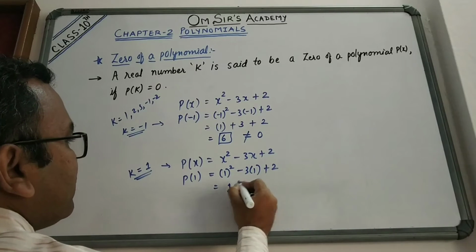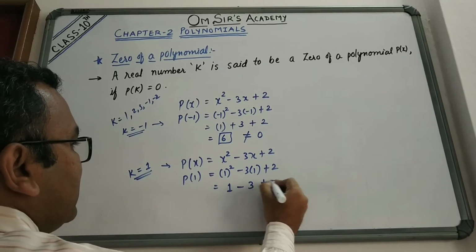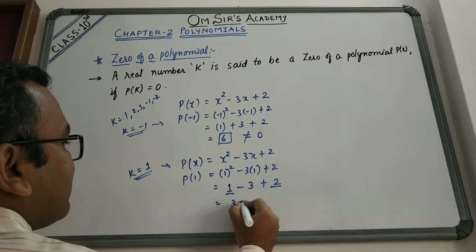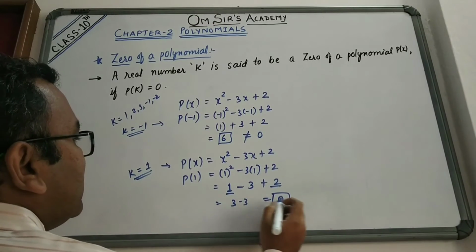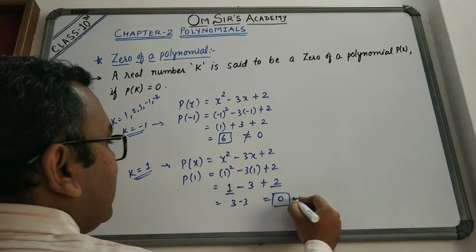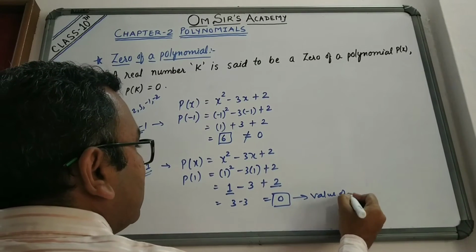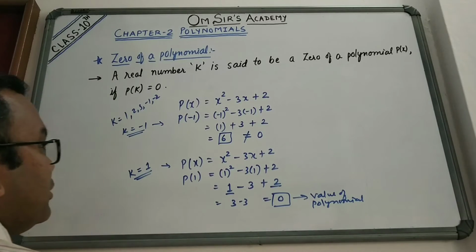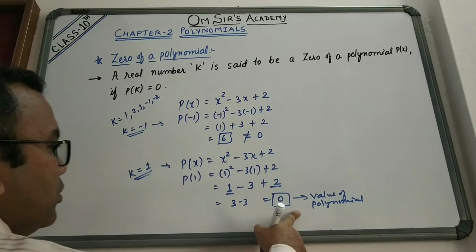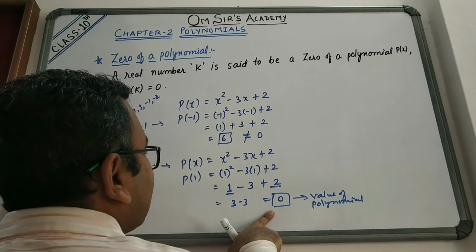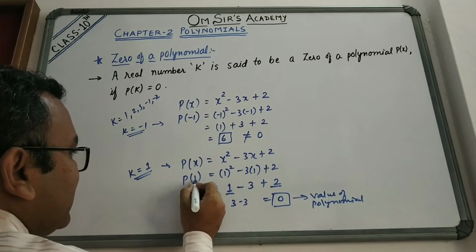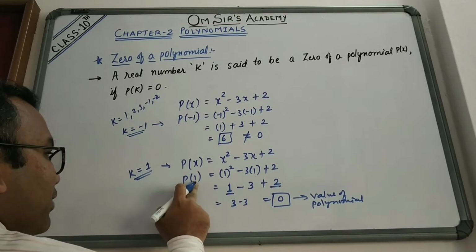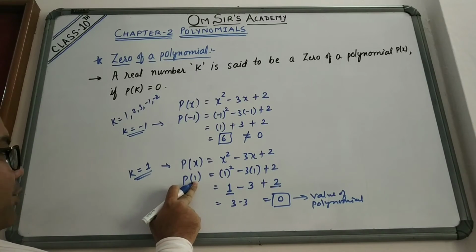So 1 square is 1, minus 3 ones are 3, plus 2. So 1 plus 2 is 3. 3 minus 3 is 0. So here I am getting the value of the polynomial as 0. This concept we have already learned in the previous session. So the value of the polynomial is 0 when I substitute this value 1 in place of x. So this value 1 is called a 0 of the polynomial.